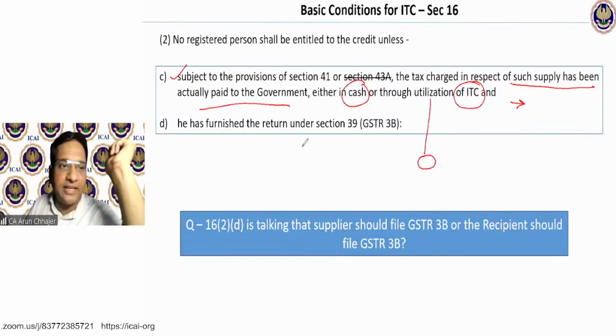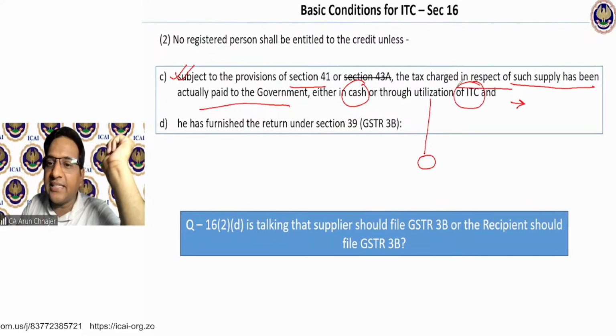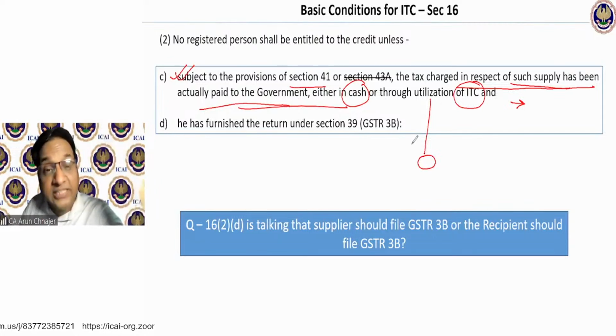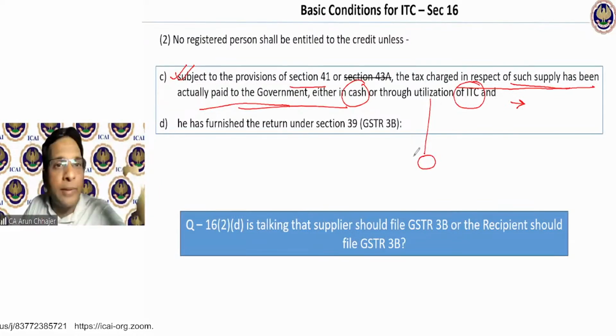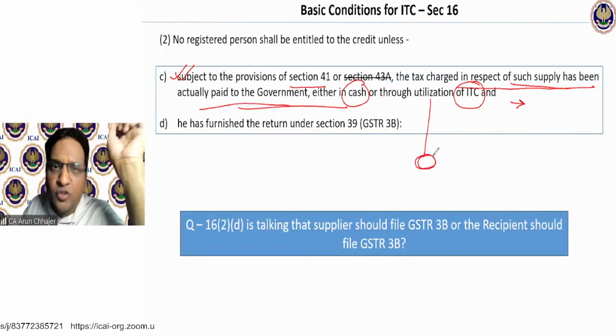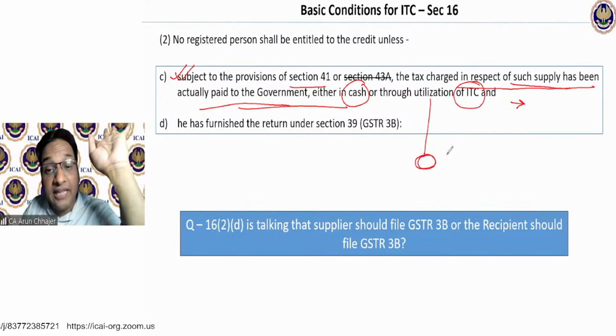Let me repeat once again. 16(2)(c) is saying, subject to the provision of section 41, that the tax charged in respect of the supply has been paid to the government in cash or ITC. But how much is paid in cash or ITC, how will I identify the mechanism? That I'm saying one small part is possible. That is being captured in Rule 37A.